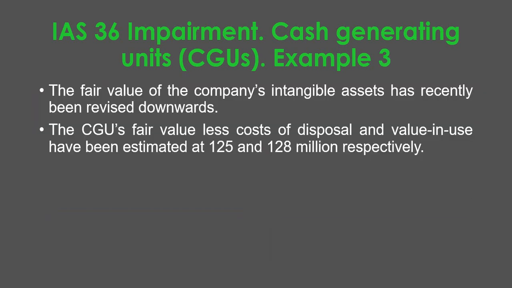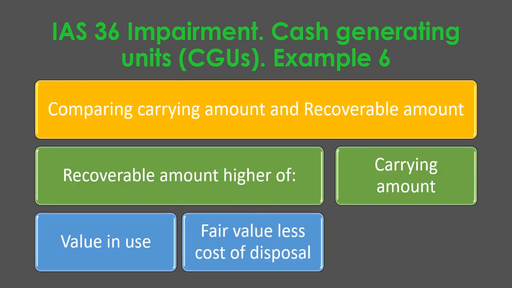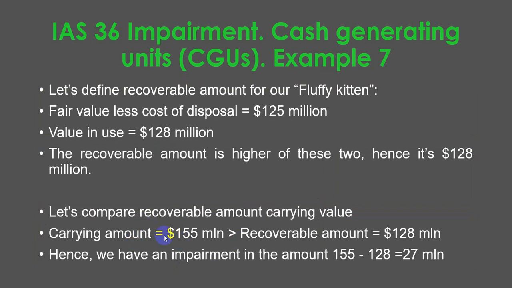Let's look at the table. As you can see, here is a total of 155. So that is why the carrying amount of the cash generating unit is 155 million. Recoverable amount is 128 million. So recoverable amount is less than carrying amount, hence we have an impairment in the amount of $27 million in this case: 155 minus 128.